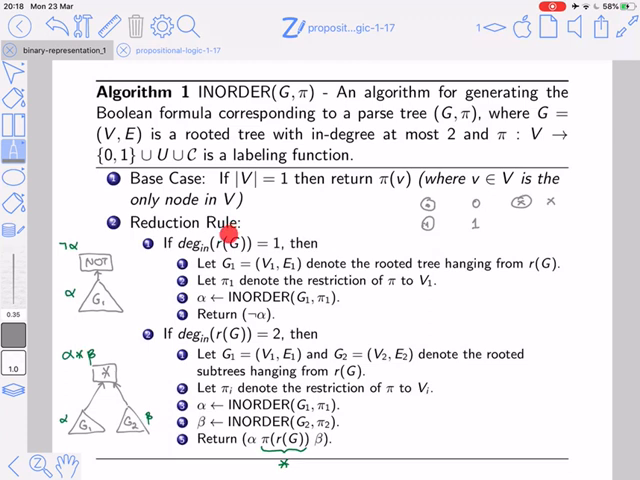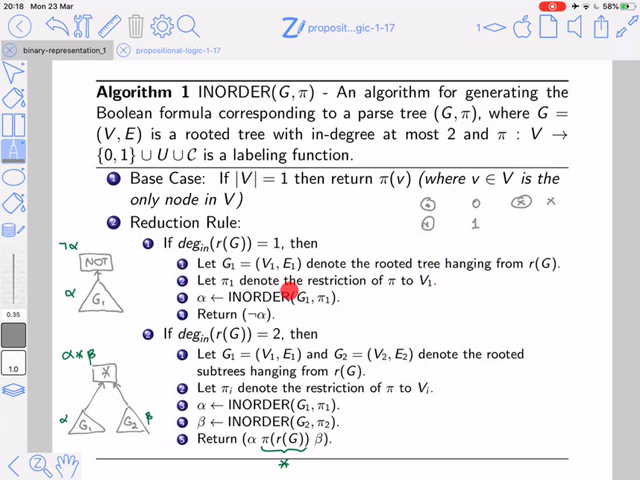If the indegree of the root is 1, then our tree looks like this. The root must be labeled by the not connective, because not is the only connective whose arity is 1, and there is a subtree G1 which hangs from this root. Now, let G1 denote the rooted tree hanging from the root, and now what we do is we restrict the labeling pi to the vertices inside G1. This is called V1.